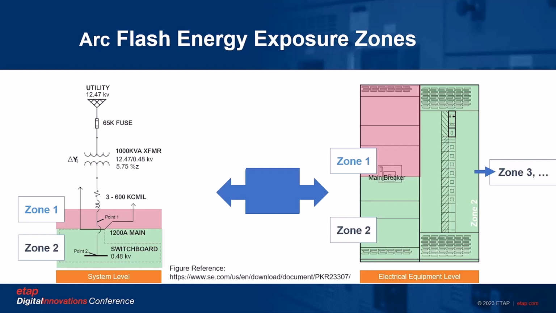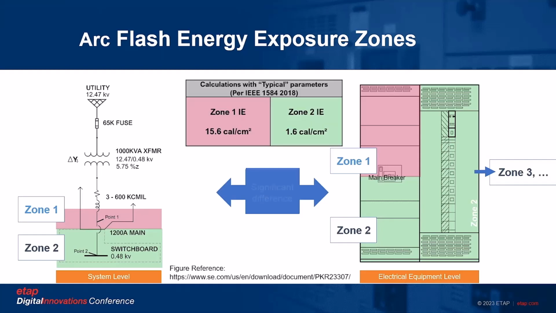Now, in this particular example, we did an arc flash analysis for Zone 1 and Zone 2 using typical data and typical characteristics of protected devices such as breakers and fuses. When we did the analysis, what we saw is for the bus arcing fault, we estimated 1.6 calories. However, for the pink zone or the line side arcing fault, we estimated 15.6 calories per centimeter squared. The reason why the difference in the energy is so drastic is because of how long the arc was allowed to persist for.